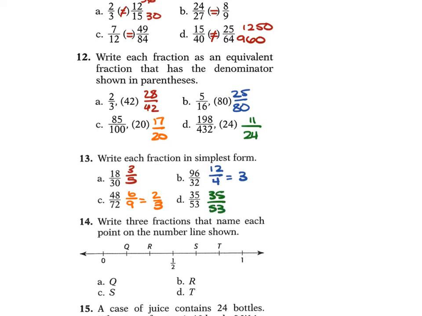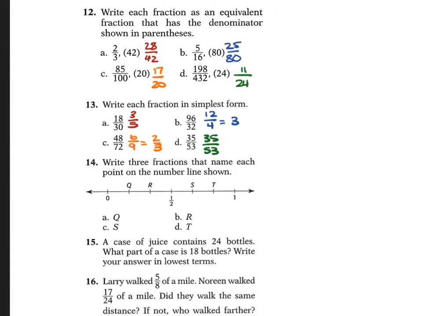So that is our number. For 14, it tells us to write 3 fractions and name the point on the number line. So for A, we are looking at Q. So you got to look at all of these. You want to look at how many dashes there are and count up all of those dashes. So we have 1, 2, 3, 4, 5, 6.